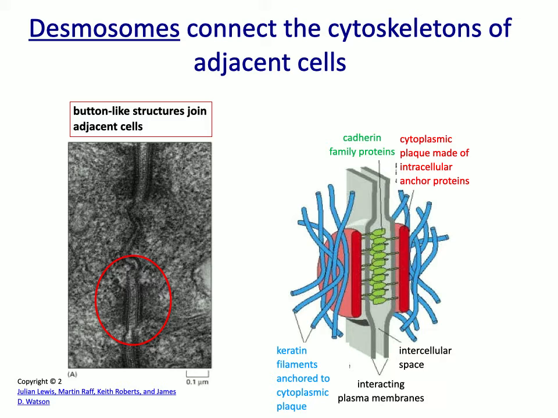And the cadherin proteins are linked then, bound via these plaques to the actual cytoskeleton of the neighboring cell, so that the strongest structural parts of the cells are bound together by the desmosomes.